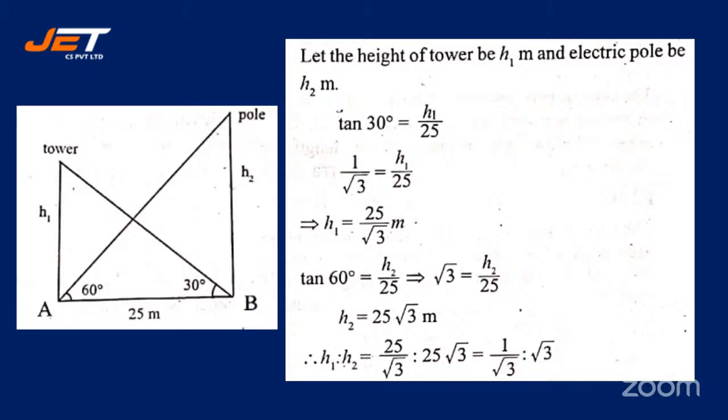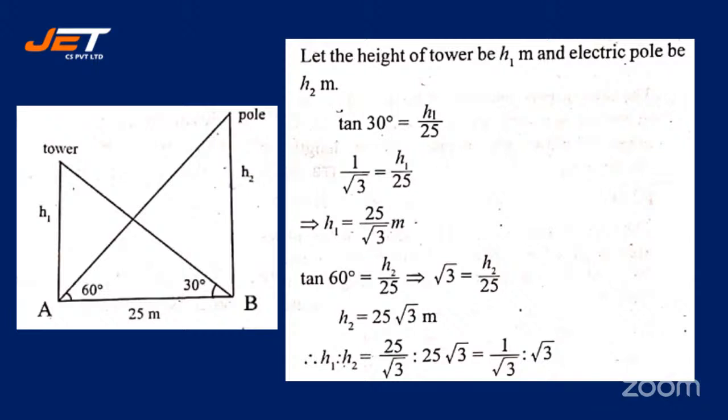Then the angle of elevation of the top of the tower from the foot of the electric pole is 30 degrees. And the distance between the pole and the tower is 25 meters. So you can see that the base, that is AB, is 25 meters. So here we can say opposite side is H1 and the adjacent side is 25. So it is tan theta, that is tan 30 is equal to H1 by 25, whereby you will get the value of H1 to be 25 by root 3.